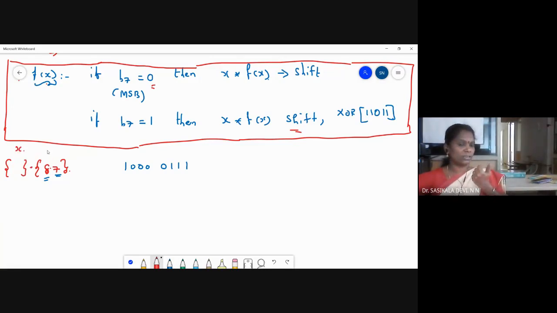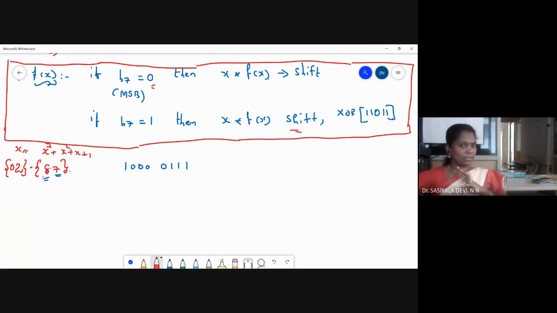This is x, and this is x power 7 plus x squared plus x plus 1, which is represented like this, 8, 7. And x is to be represented in terms of hexadecimal number. So what is the equivalent hexadecimal number for this? x to be represented. It is 0, 2. Good. So now 0, 2 is to be multiplied with 8, 7.